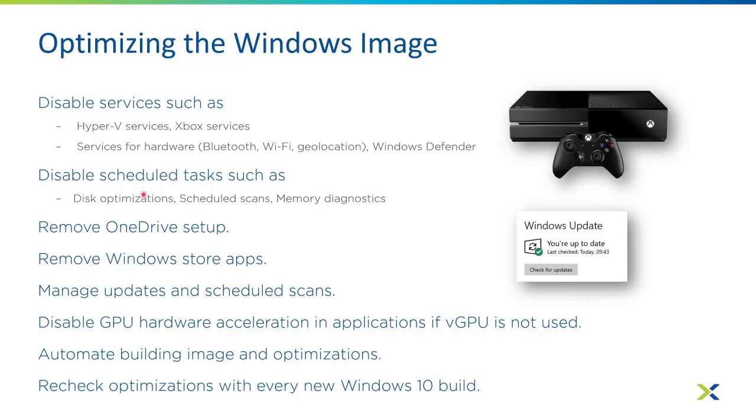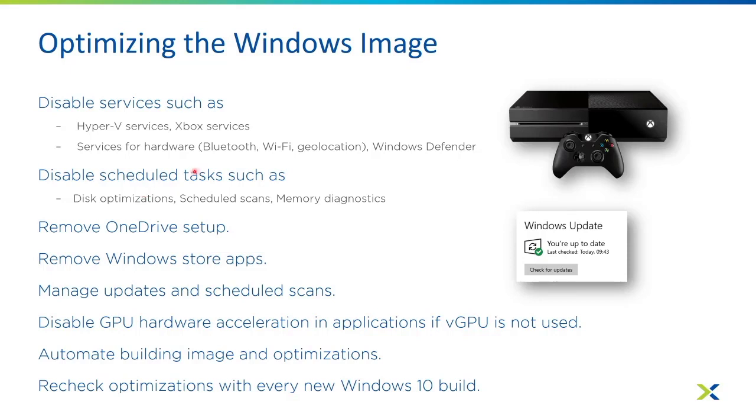So obviously, Windows 10 comes with a lot of services pre-configured, installed, up and running that are not needed in a virtual desktop infrastructure. So Hyper-V services, why do you want Hyper-V services in the virtual world? Why do you want Xbox services? Specific hardware, so Bluetooth, Wi-Fi, geolocation. I mean, we don't need those. We don't need geolocation for a virtual desktop that is always going to be in the same data center.